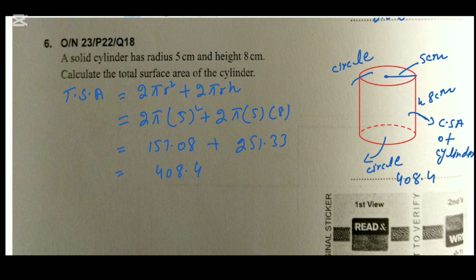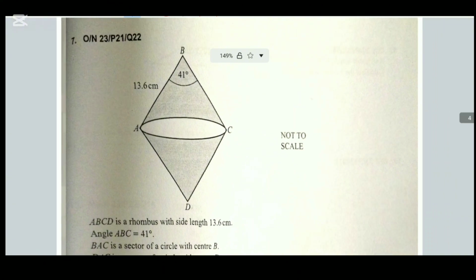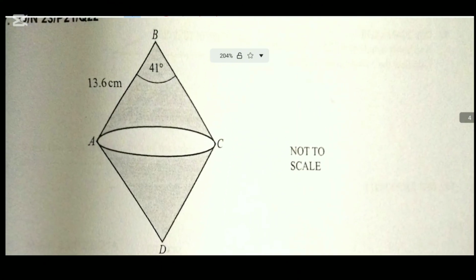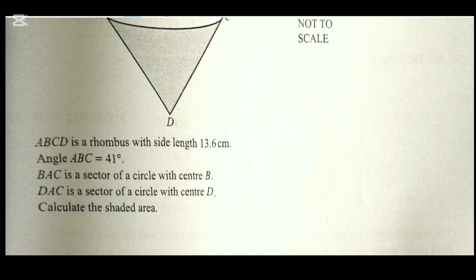Okay, now the next question, you can check question number 7. Look at question number 7. This is a little bit tricky question, but it's not difficult. You have to understand it. A figure is given to you. ABCD is a rhombus with side length 13.6 and angle ABC equal to 41. BAC is a sector of a circle with center B. DAC is a sector of a circle with center D. Calculate the shaded area. So here we have to find the area.